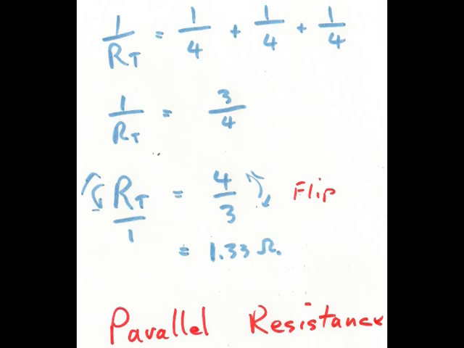The comparable series circuit was 12 ohms. So you can see that there would be a lot more current draw with a lot fewer ohms, because they are hooked up in parallel, not in series.